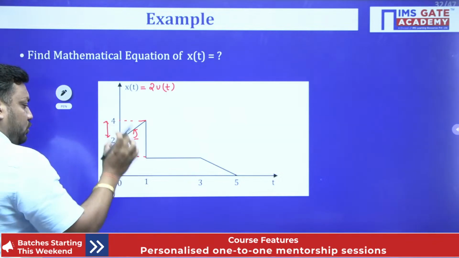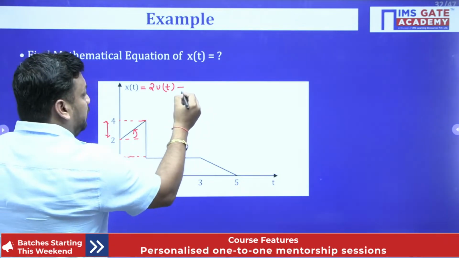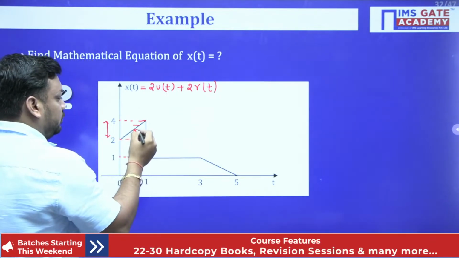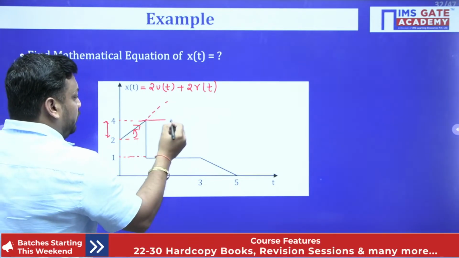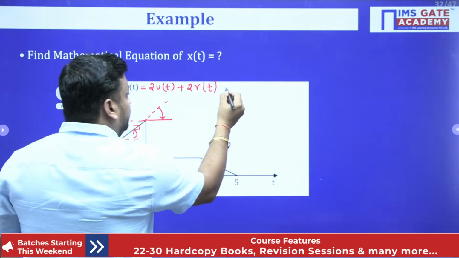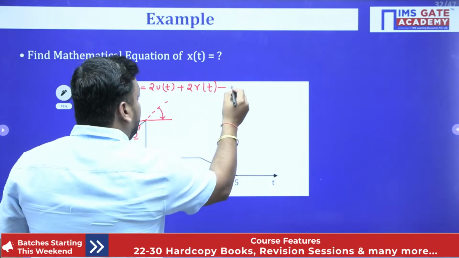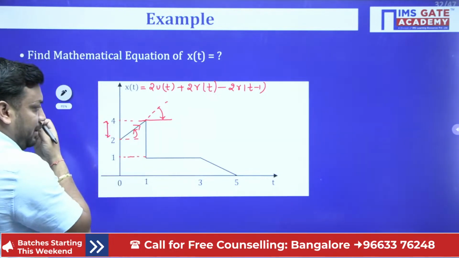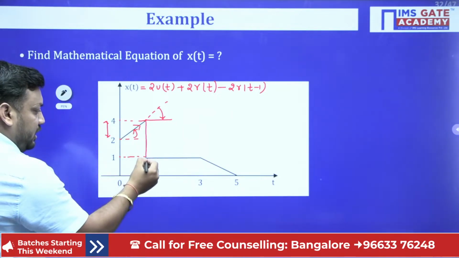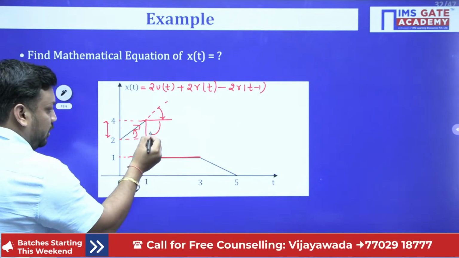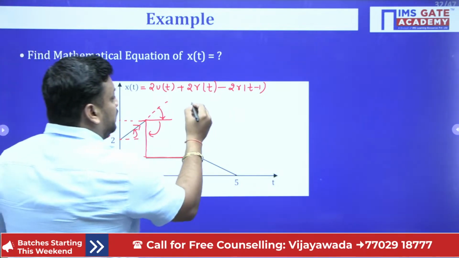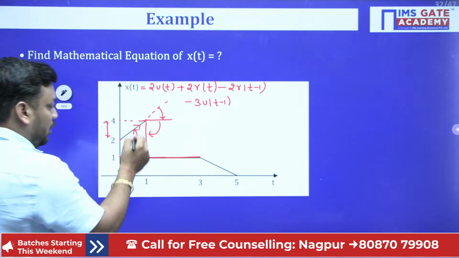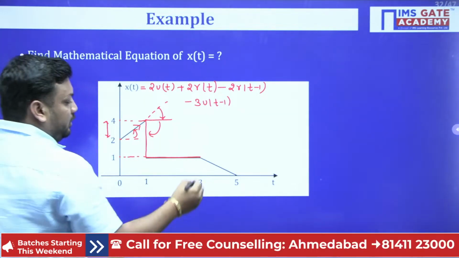Difference in y is 2, 1, so slope will be plus 2, so 2 r(t). Right now we have to come downwards, so minus sign: minus 2 r(t minus 1), the location of the movement. Again from here to here you will have a step nature. So 4 to 1 means minus 3, so you should write minus 3 u(t minus 1).